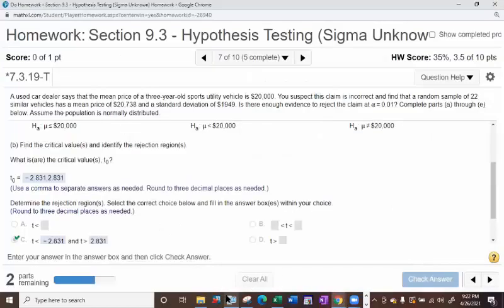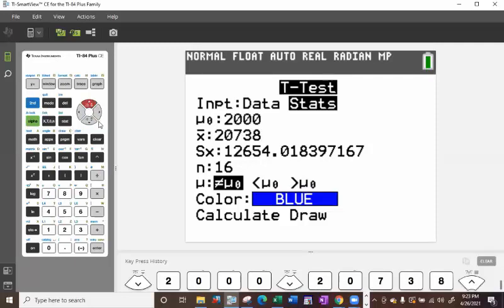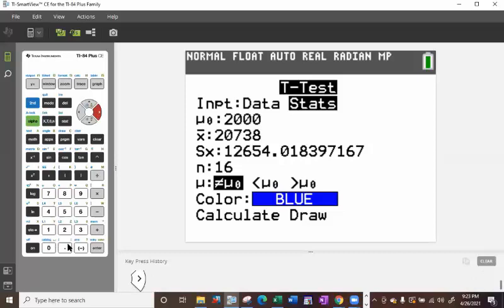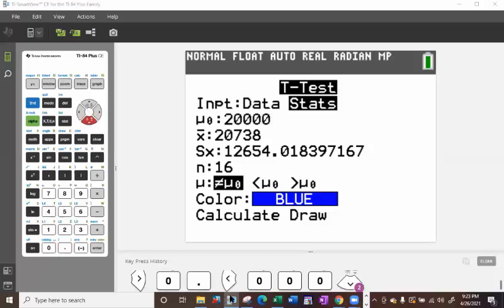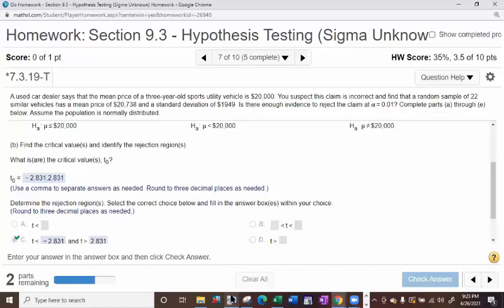Sample mean 2738. Oh, I see it. Let me put this first. I'm shy of 0 up here. Standard deviation, 1949. 22, I believe. And this was a two-tailed test.